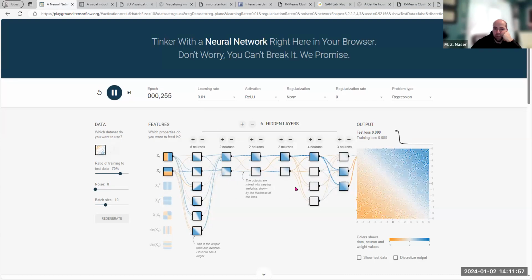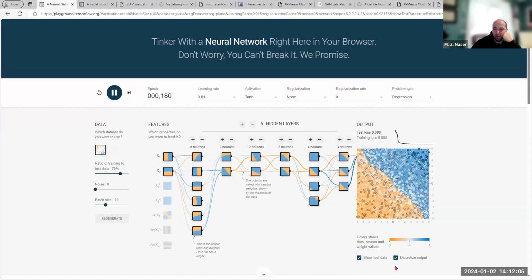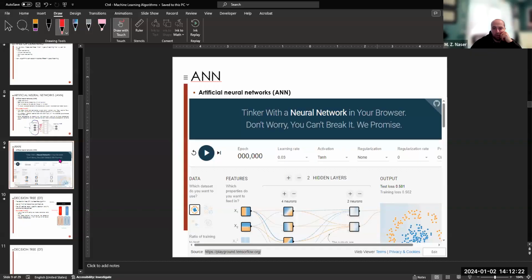So this is a very good visualization that you can try and see how it works out. You can show the test results, you can discretize the output, and you can make it a little bit more complex. You can see the error is different, and then everything converges nicely. And it's very easy to visualize.